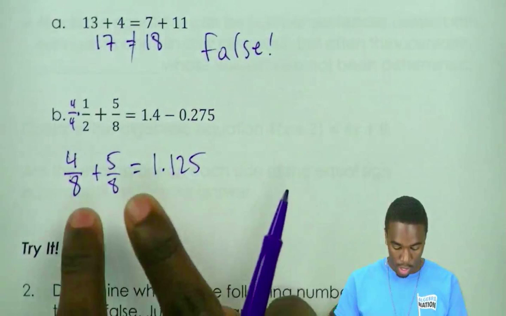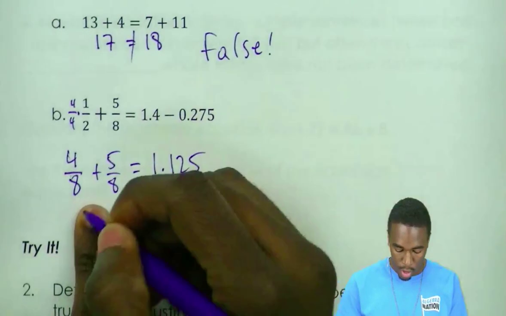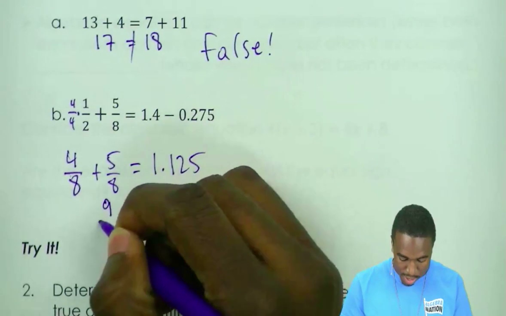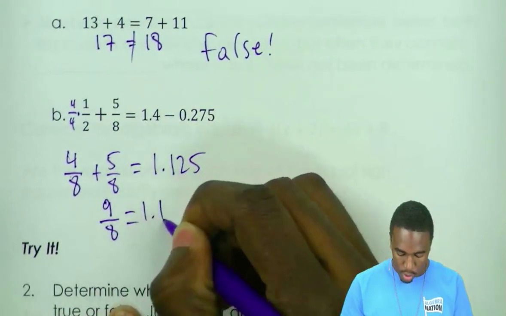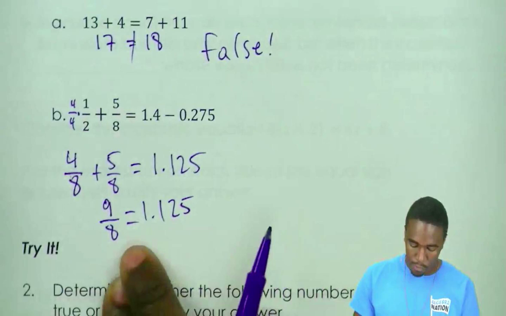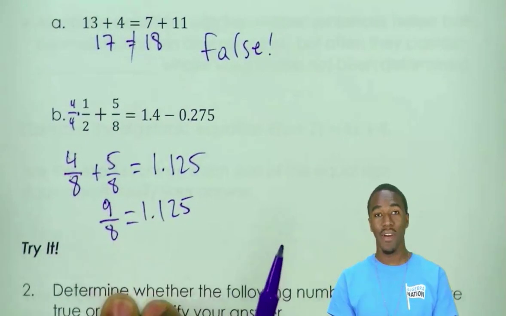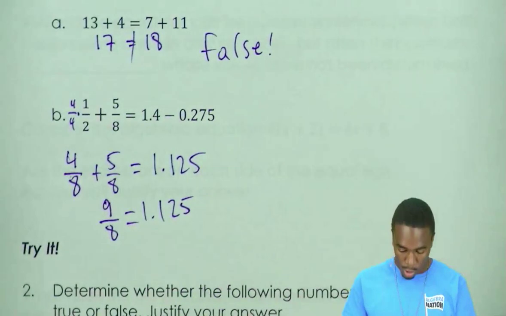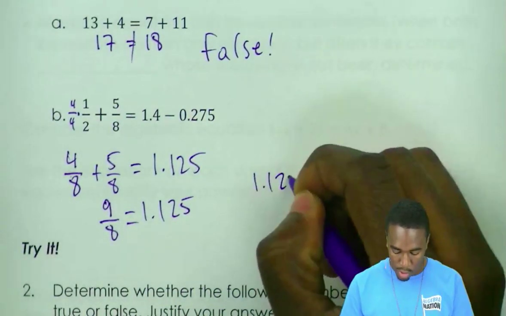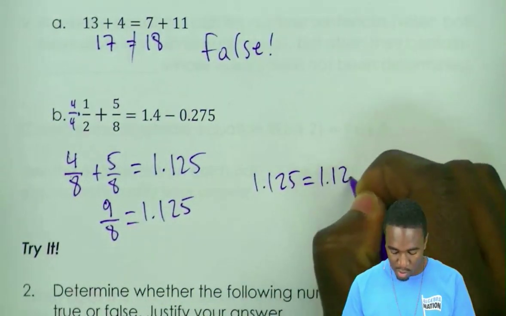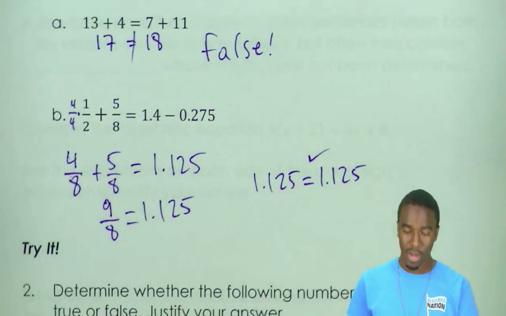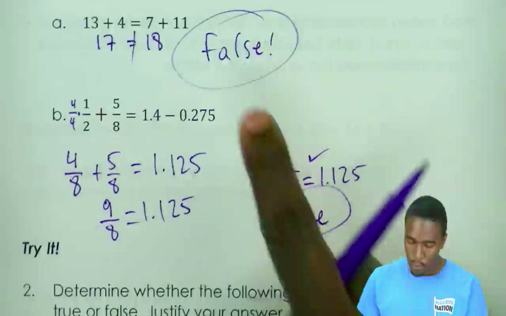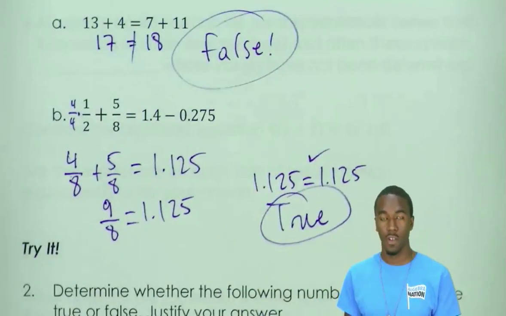Let's go ahead and add our fractions now. Well, we know 4 over 8 plus 5 over 8 is going to be equal to 9 over 8, which should be equal to 1.125. Well, guess what? 9 divided by 8 is exactly equal to 1.125, which means that 1.125 is equal to 1.125. So for this one, it checks out. We're going to have to go with this one being true, whereas the first one was a false sentence.